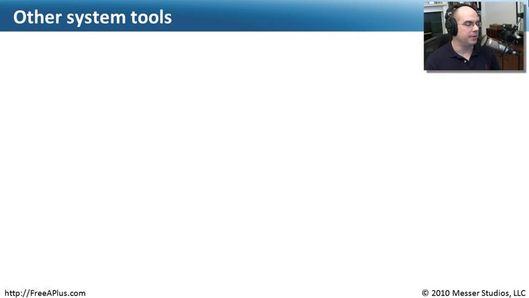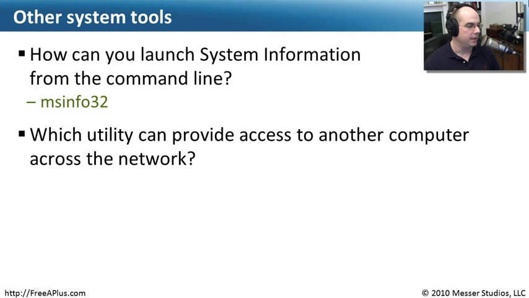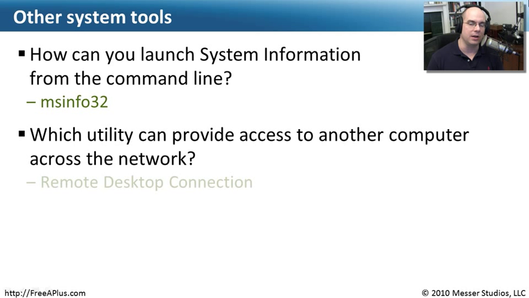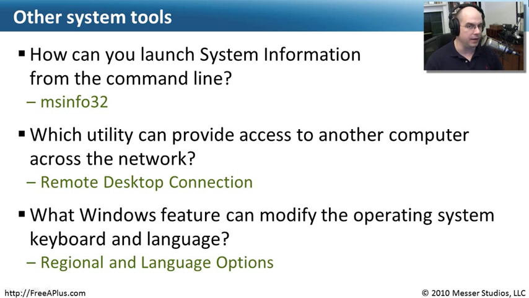Let's see what we've learned about some of these other system tools. Our first question is, how can you launch system information from the command line? There was a command line prompt there. We didn't use it in this module, but I showed you that it was the MSInfo 32 option that would open up that system information screen. The next question is, which utility can provide access to another computer across the network? We were sitting in one place and we were able to log on to another computer because we were using the remote desktop connection. And the last question, what Windows feature can modify the operating system keyboard and language? It was right there in our control panel, and it was the regional and language options.